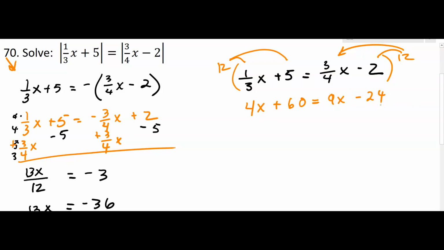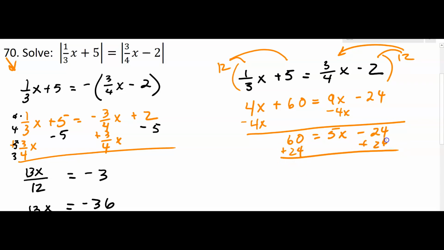Okay, now we can solve it. If I want to keep it positive, I don't always, but let's go that route. I know sometimes teachers will say, oh, keep the variable positive. Doesn't really matter to me. And then you're going to add the 24 over. So what do we get? 84 equals 5x. X equals 84 over 5.